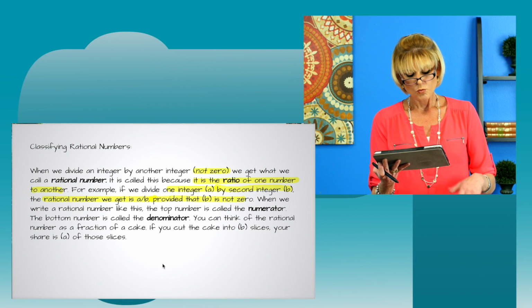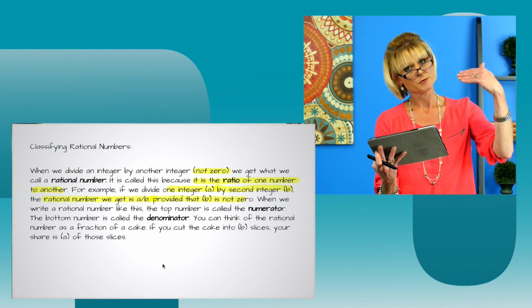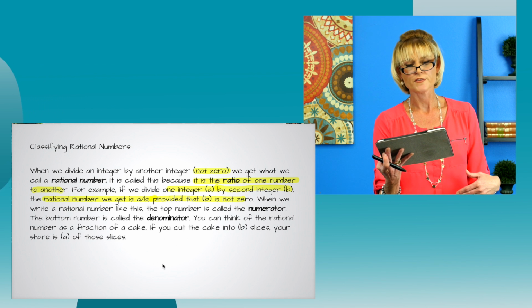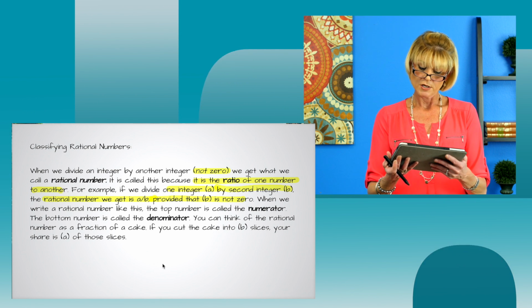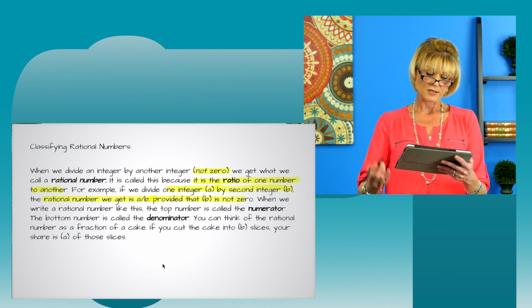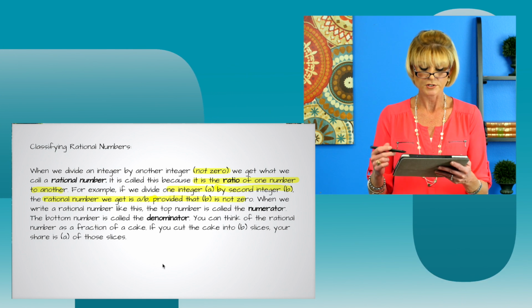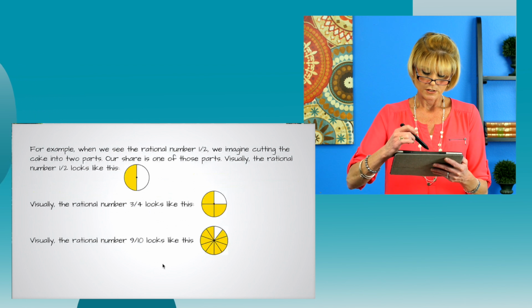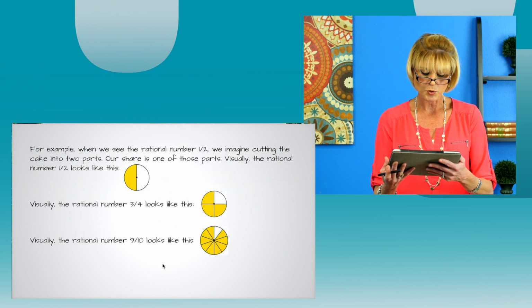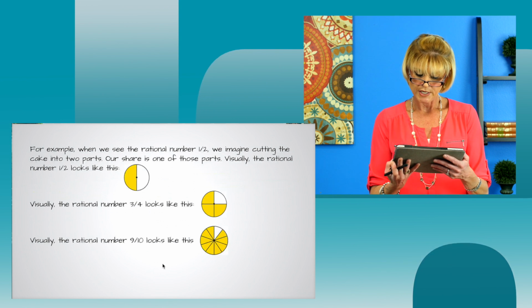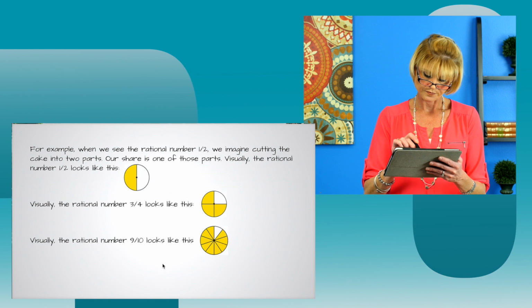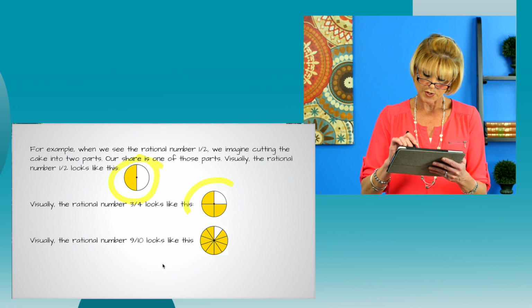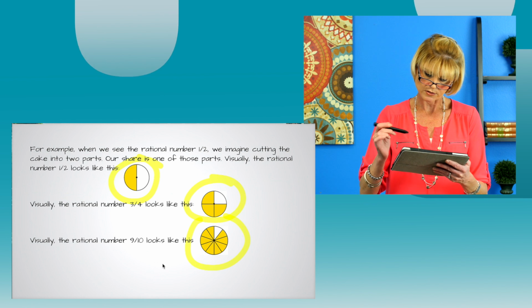It's important. When we write a rational number like this, the top number is called the numerator and the bottom number is called the denominator. And you can think of a rational number as a fraction of cake. If you cut the cake into 6 slices, your share is a of those slices. So take a look at some graphics here. When we see the rational number 1/2, we imagine visually cutting a cake in 2 parts, and it looks like this. And this is what 3/4 looks like, and this is what 9/10 looks like.